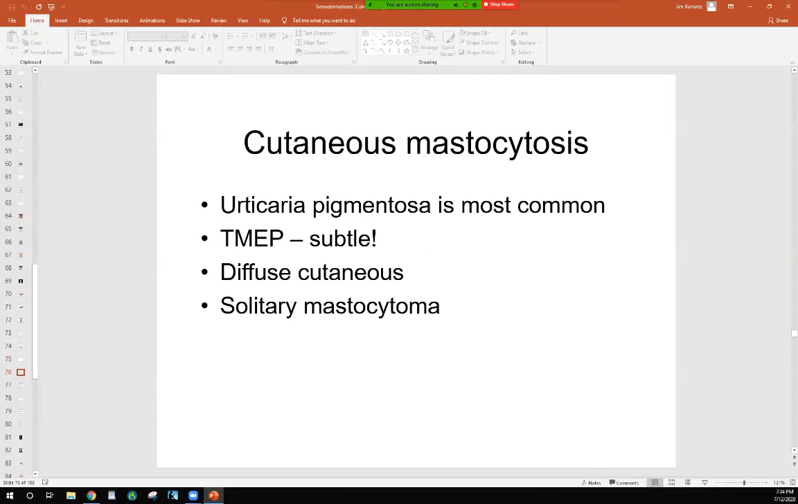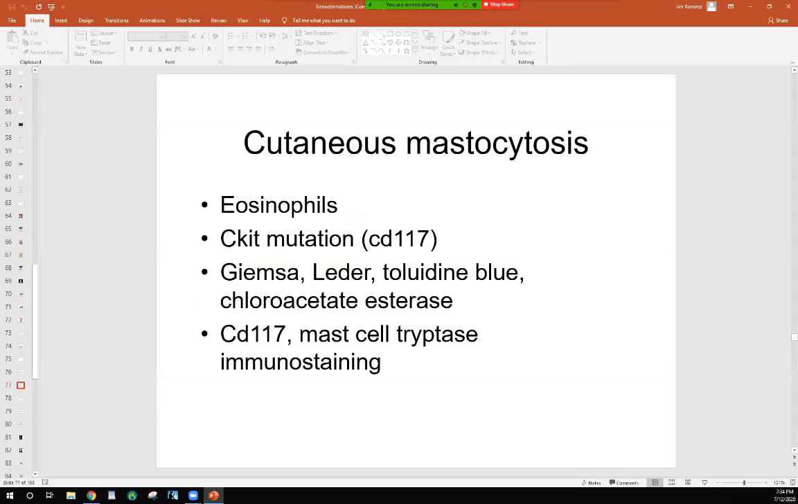And this can be a very subtle diagnosis to make because it's the one that has the least number of mast cells. You really have to have your radar up to make this diagnosis. And I'll show you an example later on. The diffuse cutaneous and the solitary mastocytoma tend to have many more mast cells. Eosinophils can often be a clue to this, so it's nice if you're dealing with the subtle ones like TMEP. If you happen to see eosinophils, that's a good clue.